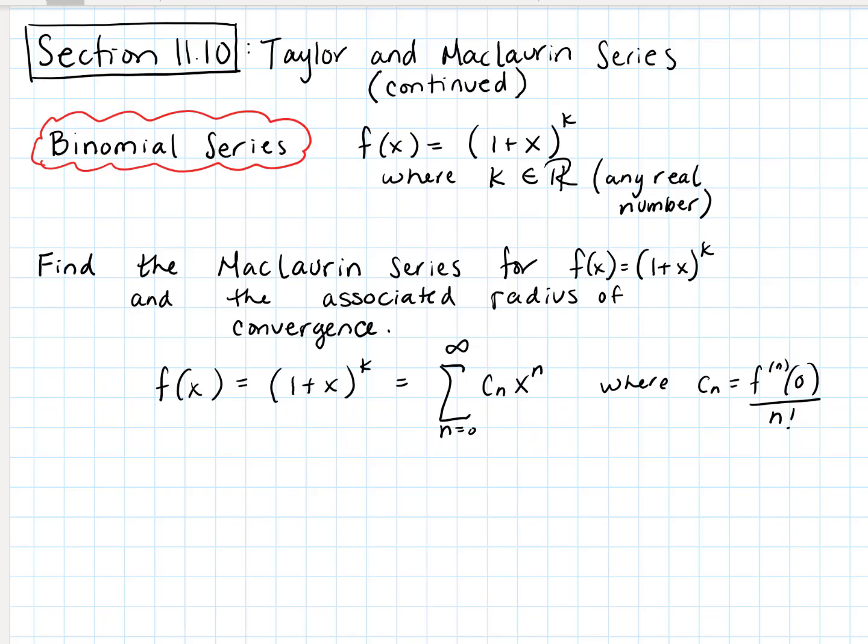Section 11.10 continued, Taylor and Maclaurin series, but this time let's explore the binomial series. So let's take the binomial (1 + x)^k. In previous pre-calculus courses, we looked at this expansion when k was an integer, and we used Pascal's triangle to expand this binomial out, and looked at the patterns in the coefficients as we go. But here we're not even going to specify that it has to be an integer.